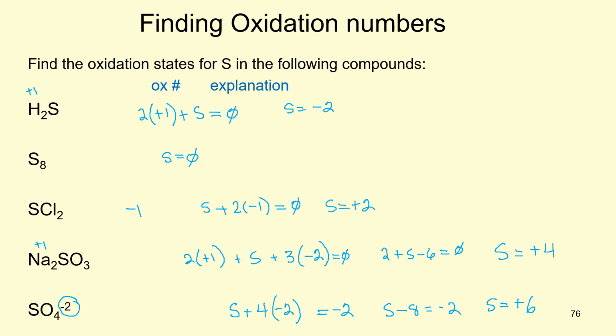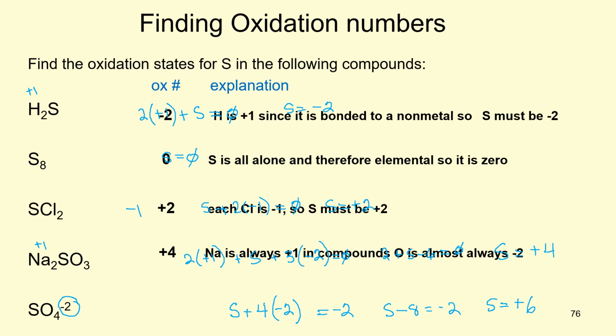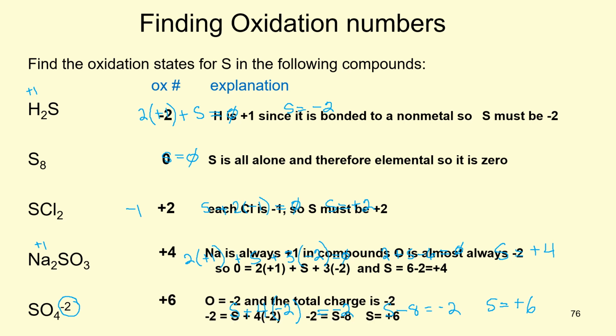Usually you'll be able to tell what at least all but one are. I've got a few other examples on the next page. Hopefully you can see that through the writing, but again, this is just what I went through. So 0 here, S is all alone. Here it's a +2 because each Cl is a -1. Here S is a +4 since Na is always a +1 and O is almost always -2. And then finally S is +6 here. So it can range quite a bit.